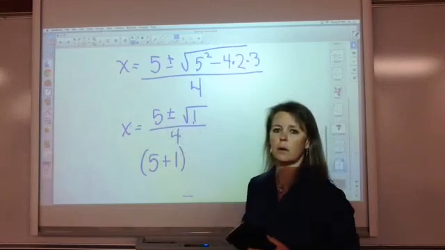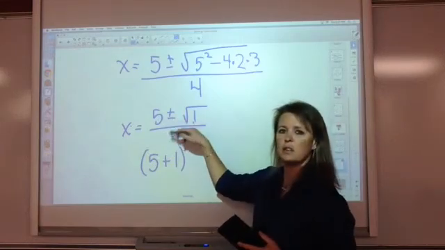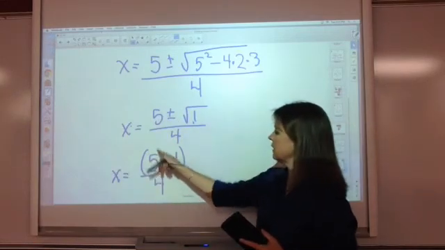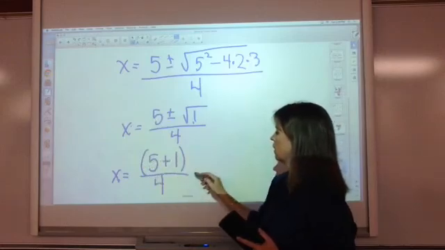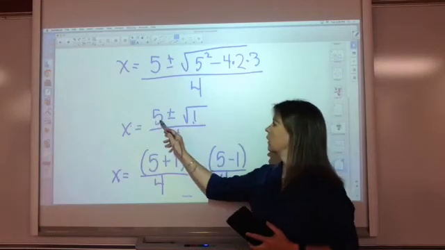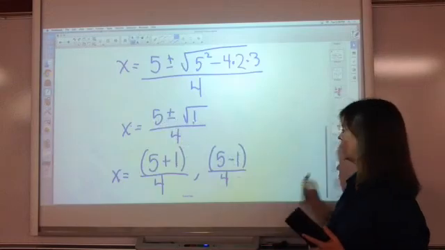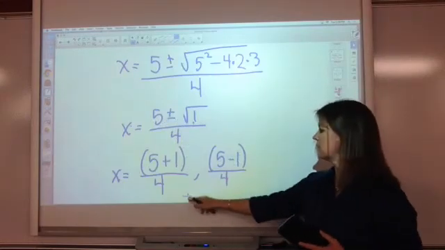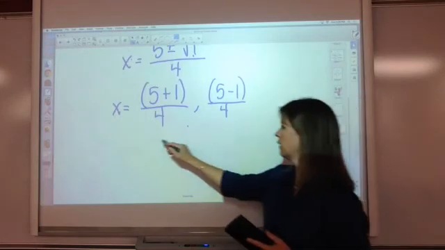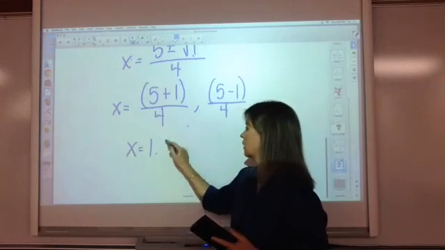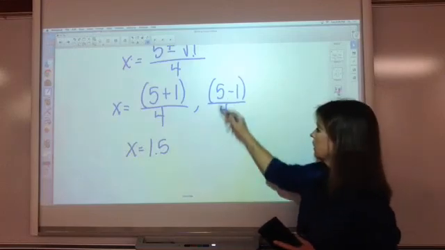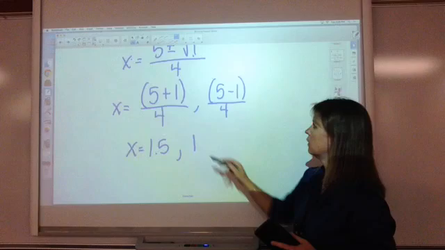Type in 5 plus or minus the square root of 1 divided by 4. Keep looking. See if you can find that plus or minus button. If you can't, then you just type in parentheses, get the numerator, 5 plus 1 divided by 4, and parentheses 5 minus 1 divided by 4. Square root of 1 is 1. I already took care of that. 5 plus 1 is 6. 6 divided by 4. You can put it as a fraction. Preferably most of the time you'll do decimals, 1.5. And on this one, 5 minus 1 is 4. 4 divided by 4 is 1.